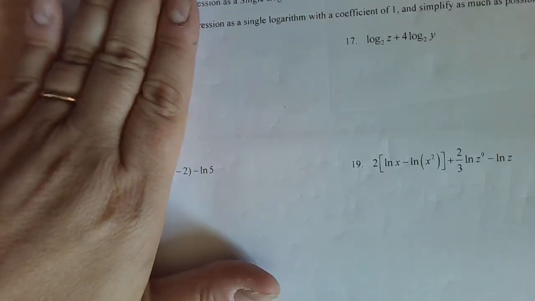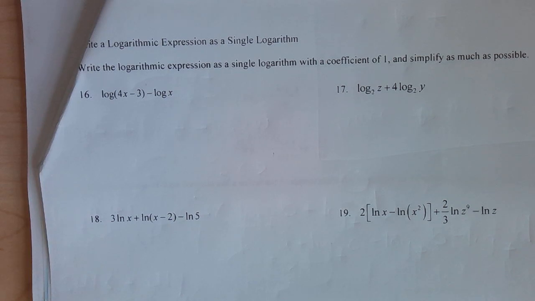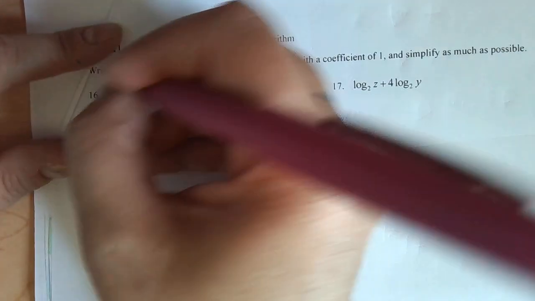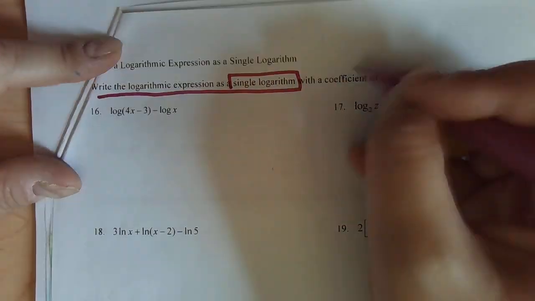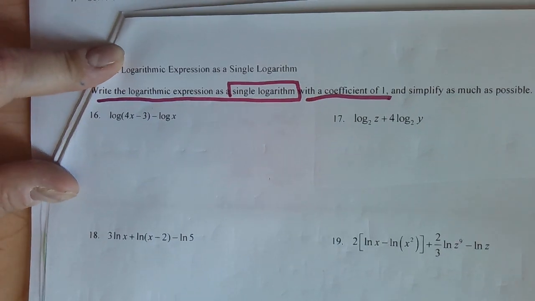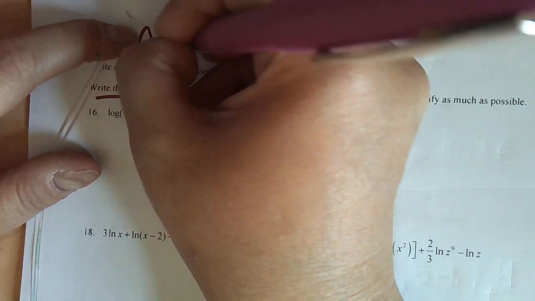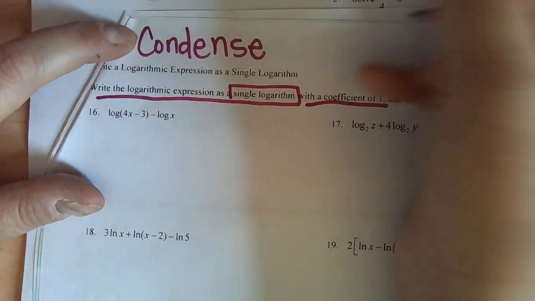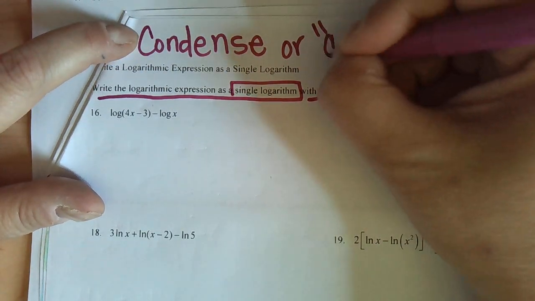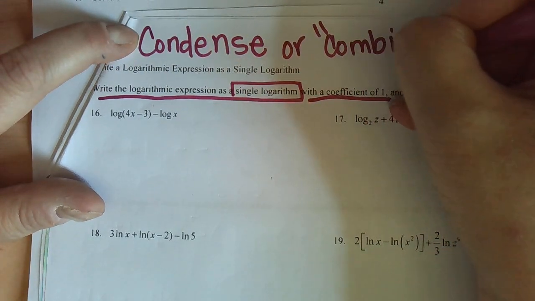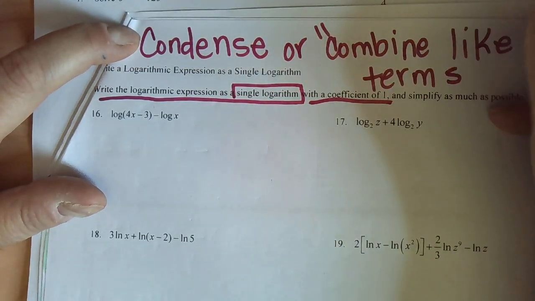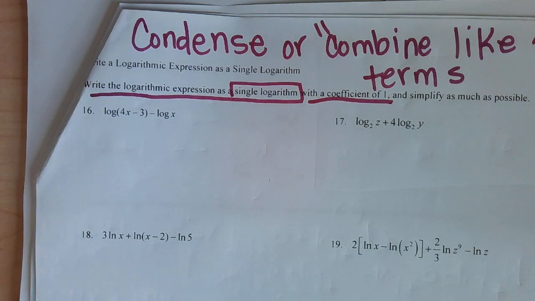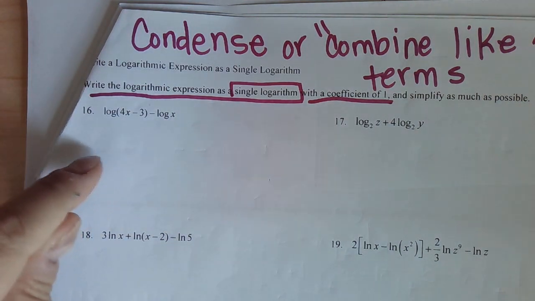All right, so that was expanding. Now we're going to condense. Condense is another way of saying write the logarithmic expression as a single logarithm, with a coefficient of 1. So what we're about to do is called condensing. Now we finally get to combine like terms. And the only way we can combine like terms is if their subscripts match, those tiny things down underneath in the basement.